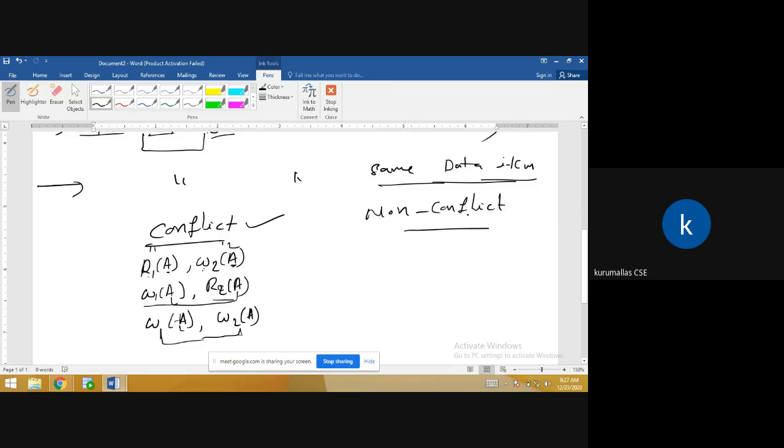Then what is non-conflict serializable? R1 of A, which means read of A, and R2 of A, we don't have any problem. These two are read operations on the same data item. There is no conflict. R1 of B, W2 of A: these are operations on different data items, then we don't have any problem. This is about the conflict serializable schedule, conflict conditions and non-conflict conditions.